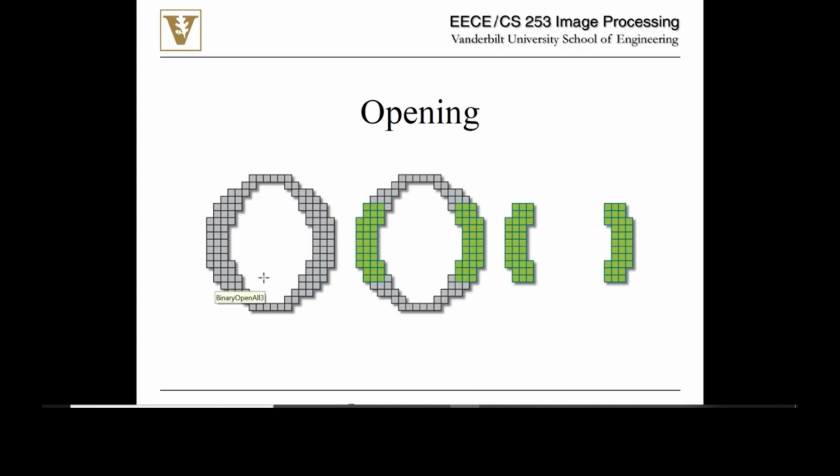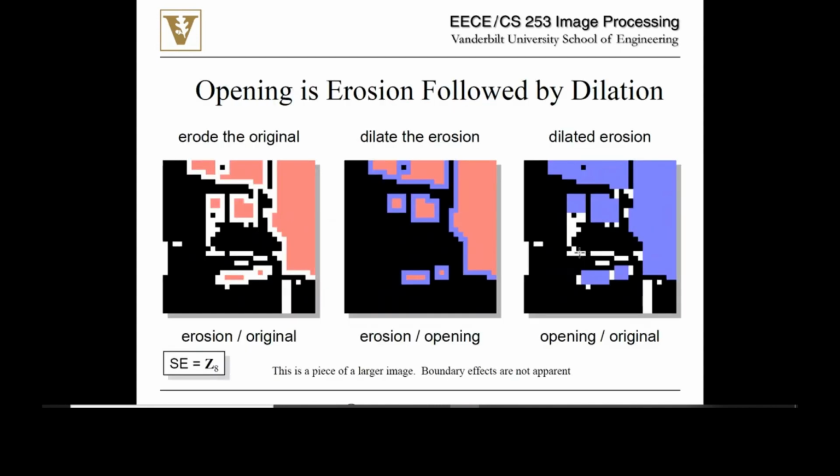And here you have an example of the opening. So first you erode and then you dilate. So this will be the result. We will see how we get that. So we start with the original. This white one is the original. Then first you erode, so you delete part of the input, and then you dilate whatever survives. So these red pixels have survived, and then you dilate them. And here is the superposition of the two.